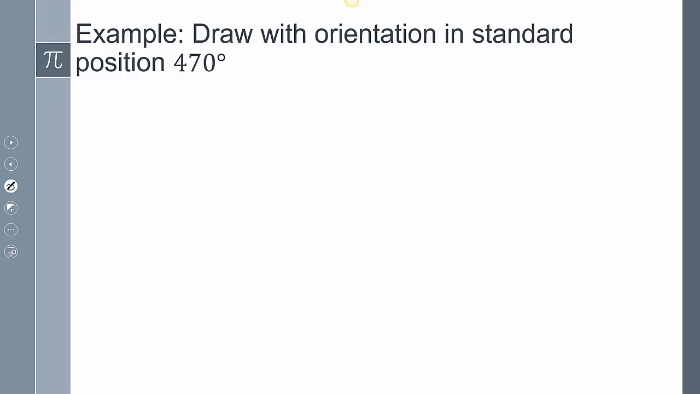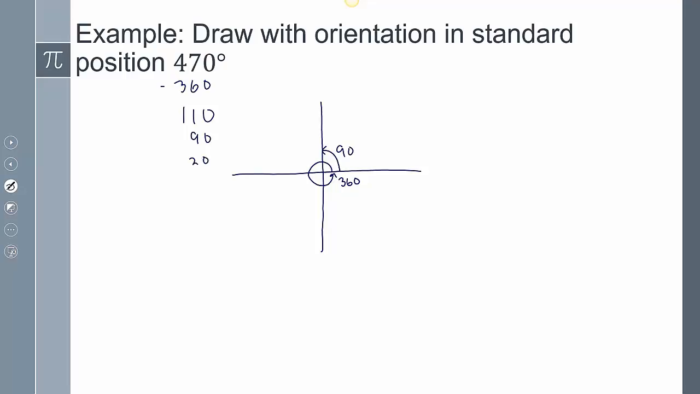Let's try drawing 470 degrees in standard position. So drawing this out, I know that this is going to be 360. So if I subtract 360 from that, I'm going to be left with 110, which means I can rotate another 90 degrees. And so that's going to be 90 degrees. I'm left with 20. And so if this is going to be 40, about half of 40, we can say that that's approximately 20 degrees. So that means my final answer, if I wanted to draw that out, here's my initial side.